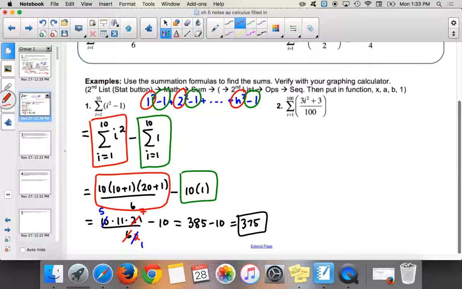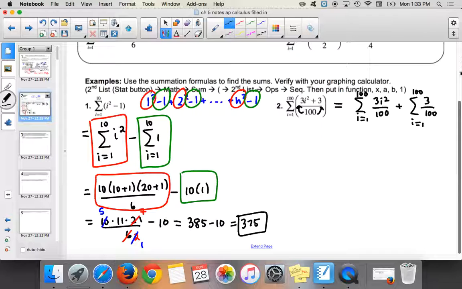All right, so i equals 1 to 100. So I have (3i squared plus 3) all over 100. Think about how you're rearranging this, how you're pulling it apart. The first thing I'm going to do is bring the 100 into both pieces. So this was the summation from i equals 1 to 100 of 3i squared over 100 plus the summation of 3 over 100.